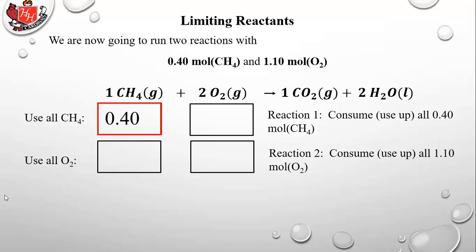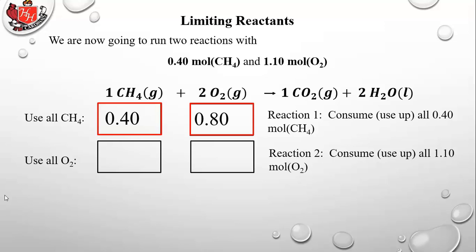Now we ask the question, how much O2 do we need to react all 0.4 moles of CH4? Well, the chemical equation shows us that relationship. We need twice as many moles of O2 as we have moles of CH4. Therefore, we're going to need 2 times 0.4 or 0.80 moles of O2. 2-to-1 relationship.